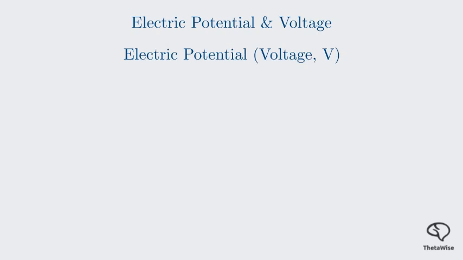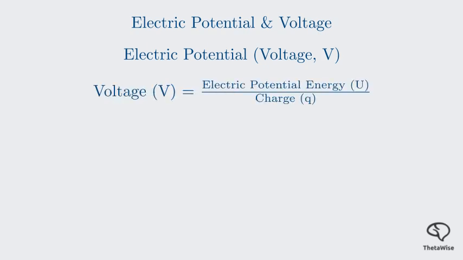While potential energy is useful, it depends on the size of the charge you're using. A more universal concept is electric potential, or voltage, denoted by V. Voltage is defined as the potential energy per unit charge. In other words, it's the amount of energy that each coulomb of charge would have at a specific location in an electric field. The unit for potential is the joule per coulomb, which we call a volt.